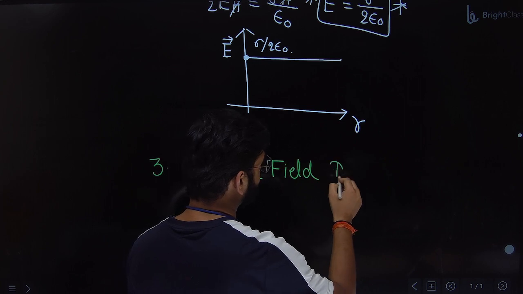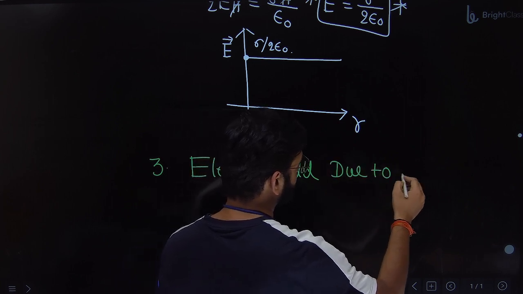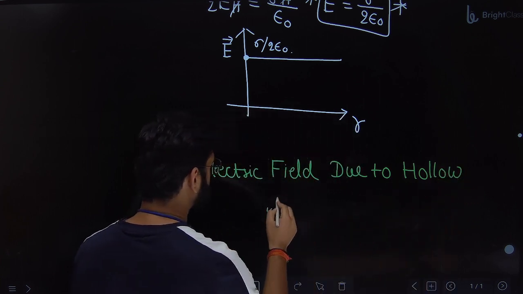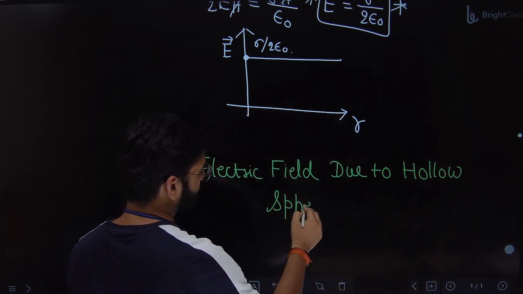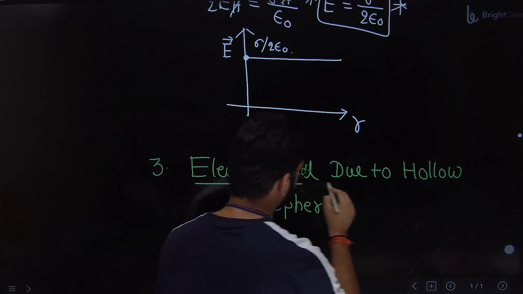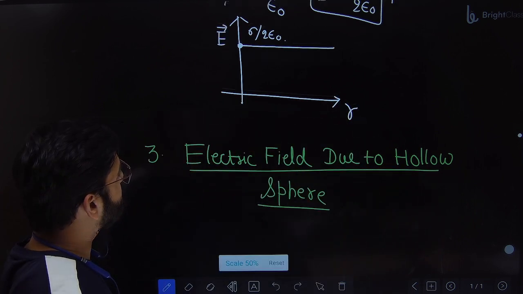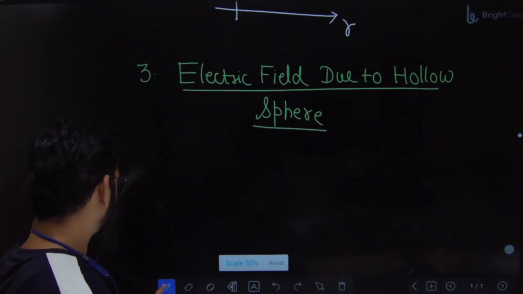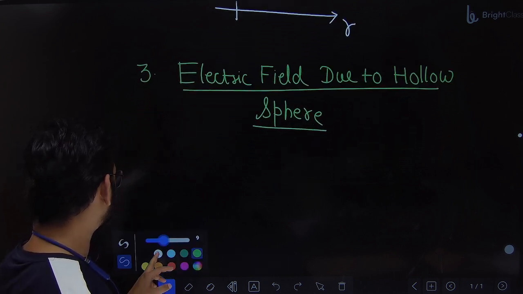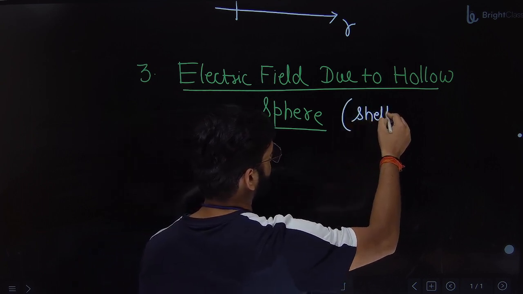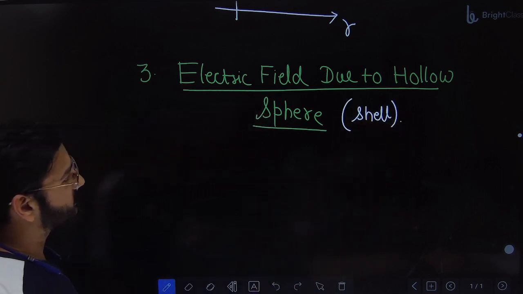What is the last object we have? Shell or hollow sphere. We'll discuss solid sphere also in the next class. It is removed from your syllabus, but still we will discuss. It will hardly take 5 minutes. So electric field due to a hollow sphere. Hollow sphere is called shell also.